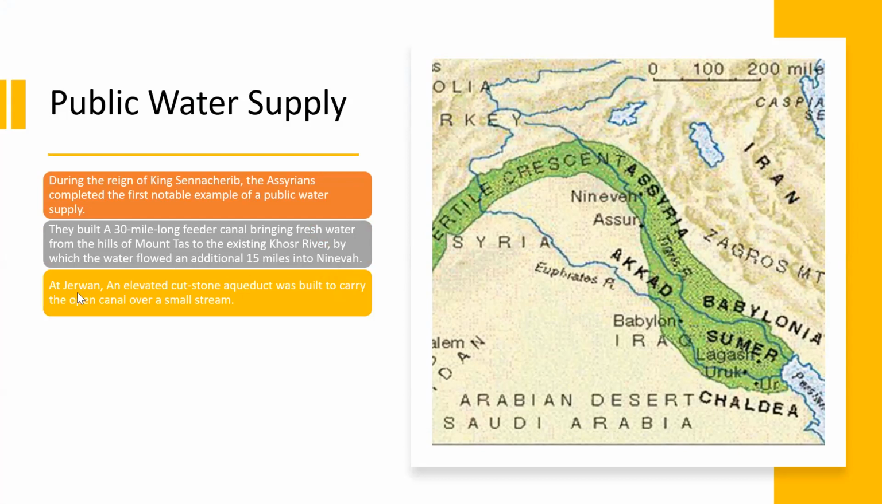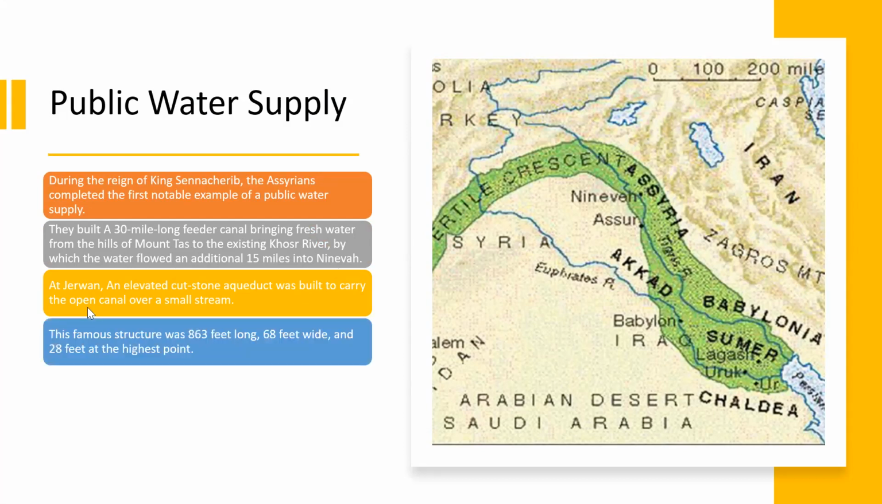And then at Jerwan, an elevated cut-stone aqueduct was built to carry the open canal over a small stream. So you have the water from the Mount Pass and then go to Kosa River, right? And then after going to the Kosa River, then to Nineveh. The next one, there will be aqueduct.